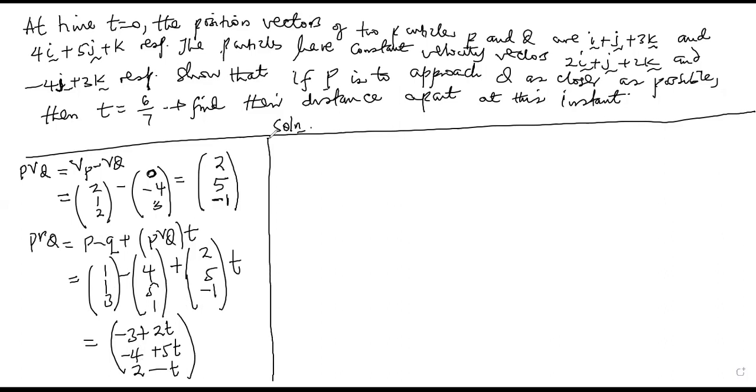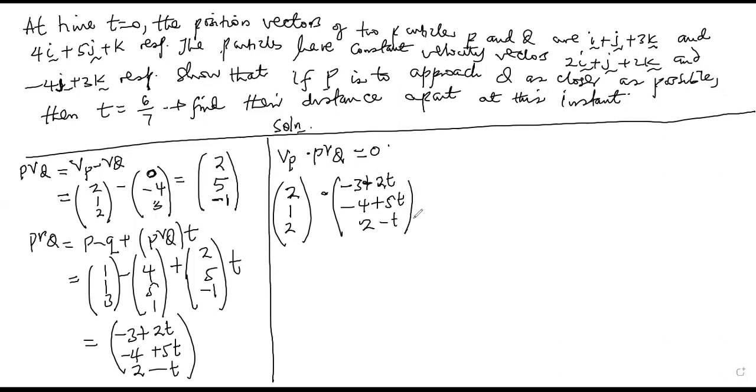So, since P is approaching Q as close as possible, we shall dot VP with PRQ, and we equate to 0 the moment one particle is approaching the other as close as possible. We dot the velocity of that very particle approaching the other with a relative path. So it is going to be VP, which is 2, 1, 2, dot negative 3 plus 2t, negative 4 plus 5t, 2 minus t, and we equate to 0.